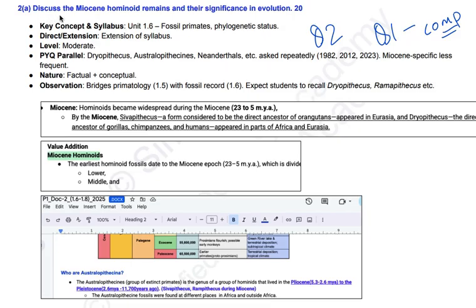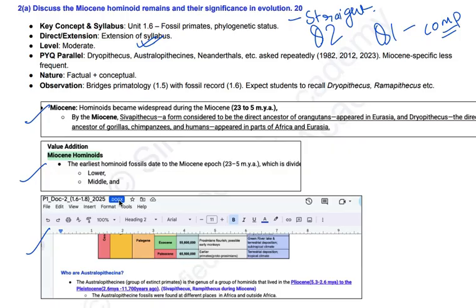It is asking you to discuss the Miocene hominoid remains and their significance in evolution. So, this question is straightforward in the way it is being asked. But if you ask whether this forms a direct part of your syllabus, not really, but as an extension of your syllabus. Because in your syllabus you're not studying directly about the Miocene hominoid, but you are definitely studying about the species which belong to this epoch. And as you may see, even in our notes, at various points, we have mentioned the Miocene epoch and the species related to it.